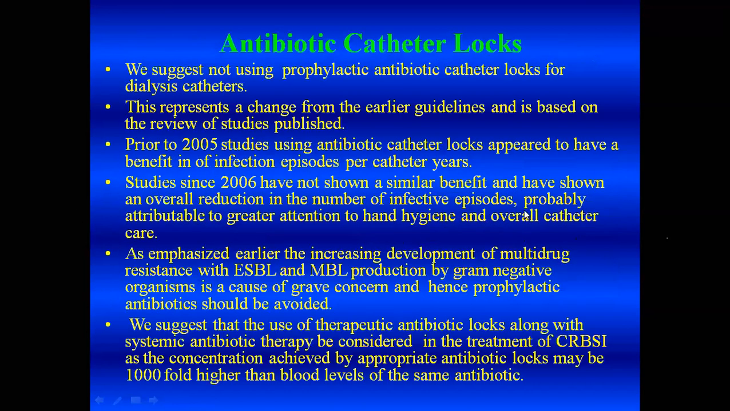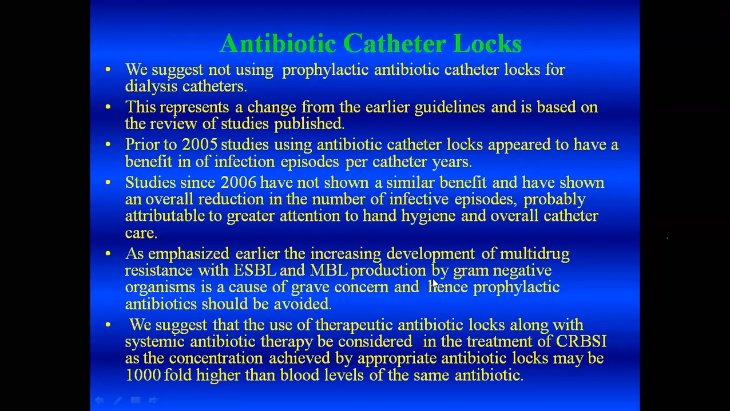What is the role of antibiotic catheter locks? The 2018 ISN guidelines, in a shift of their position from the 2011 guidelines, recommended not using antibiotic catheter locks as prophylaxis, though they still recommend them for treatment. The reason for this has been that the studies after 2006 have not shown a benefit of antibiotic catheter locks, as people use more of taurolidine and citrate in the Western studies.